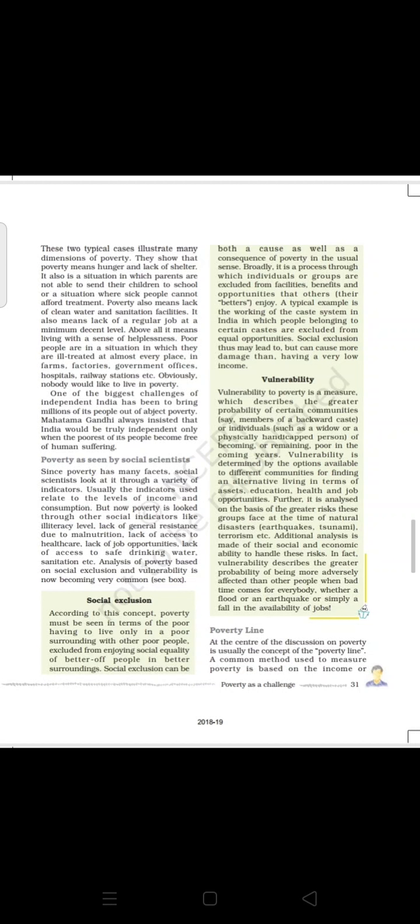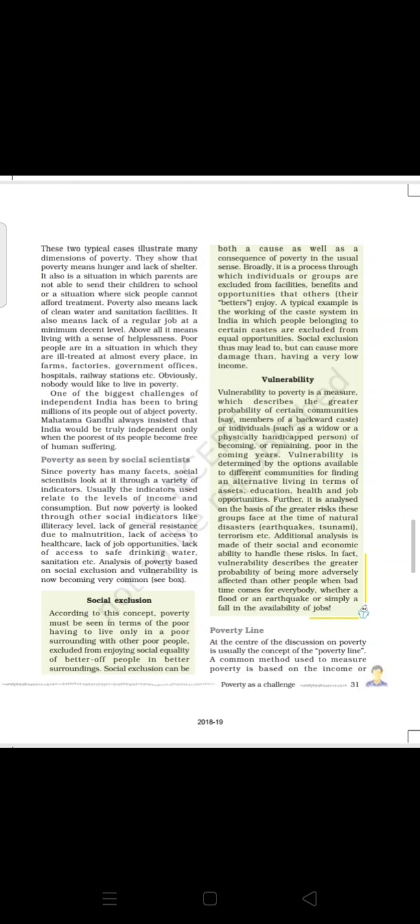Obviously, nobody would like to live in poverty. One of the biggest challenges of independent India has been to bring millions of its people out of abject poverty. Mahatma Gandhi always insisted that India would be truly independent only when the poorest of its people become free of human sufferings. Poverty as seen by social scientists.